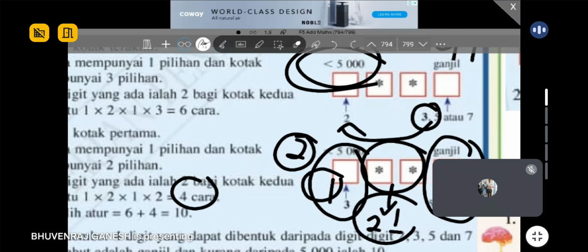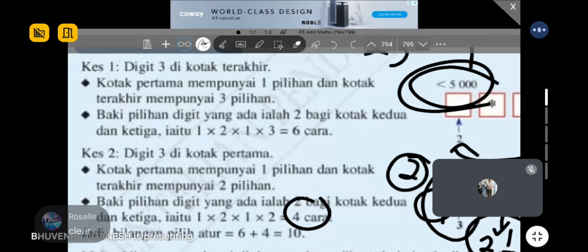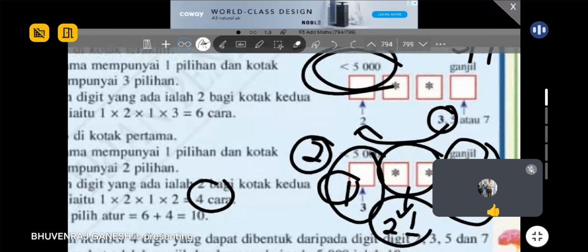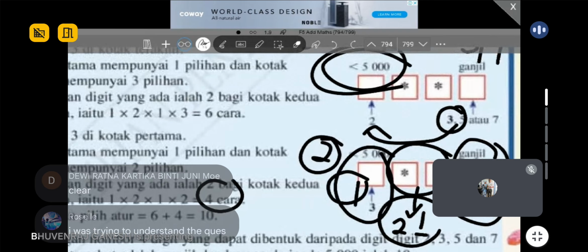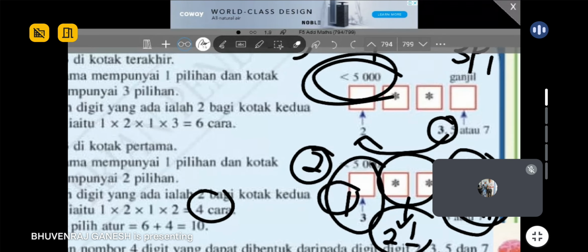Clear? Can respond a bit, guys. So silent. Are you all blur already? Can hopefully your brain still clear and focused. Because sometimes I know this chapter can really drain your brain. Am I right? Because it's a lot to think, right? This chapter really needs a lot of imagination.